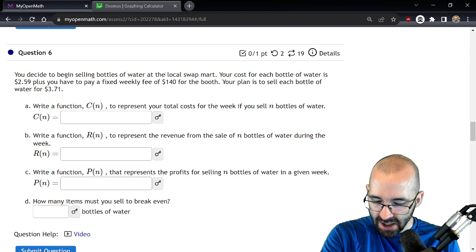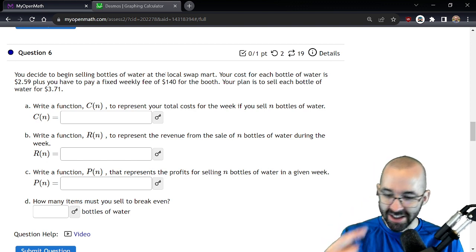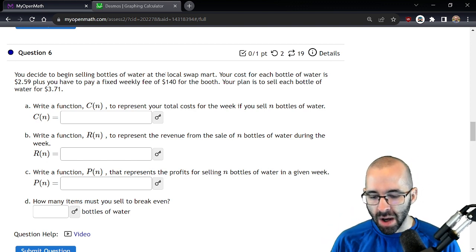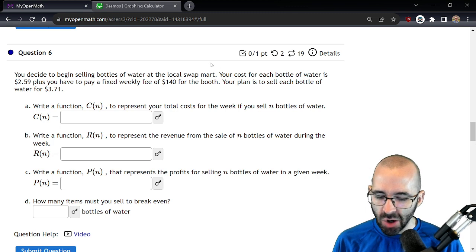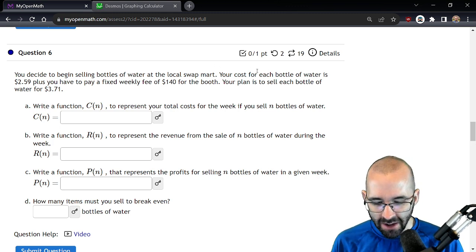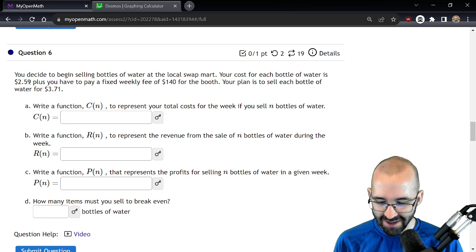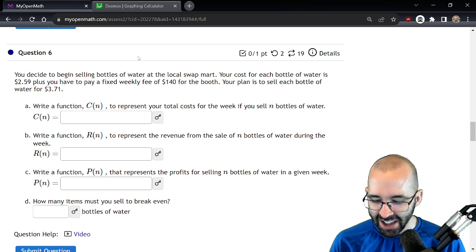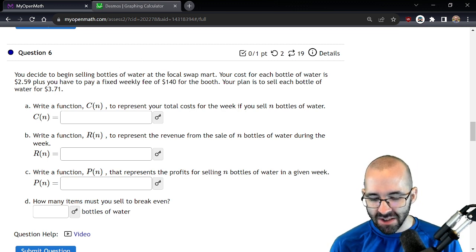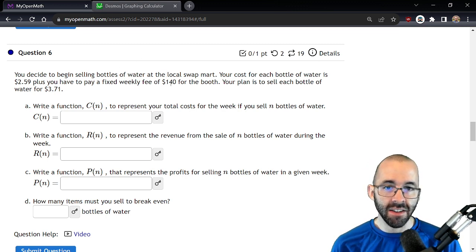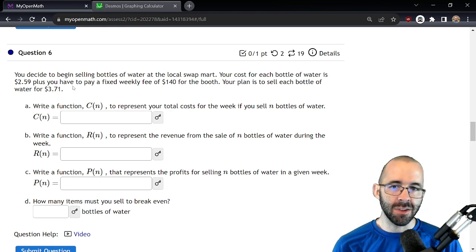Question 6. You decide to start selling bottles of water at the local Swap Mart. The cost for you for each bottle of water is $2.59. And you have to pay a weekly fixed cost, a fee of $140 for that booth. And your plan currently is to sell each bottle of water for $3.71.